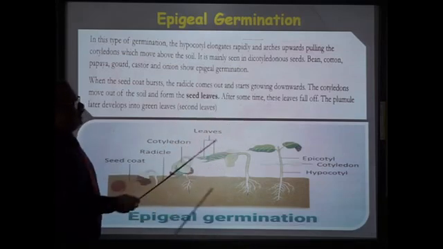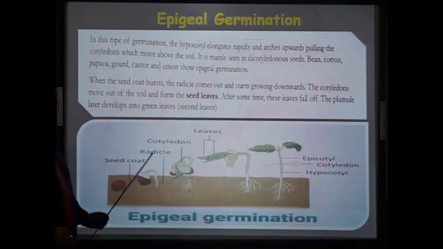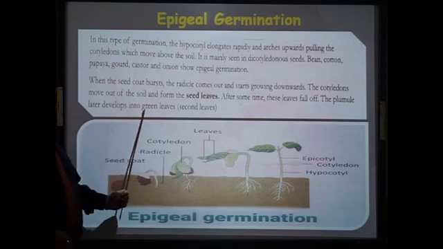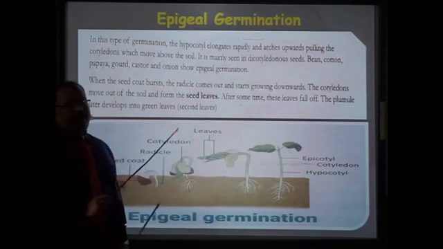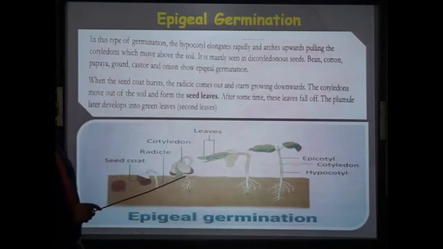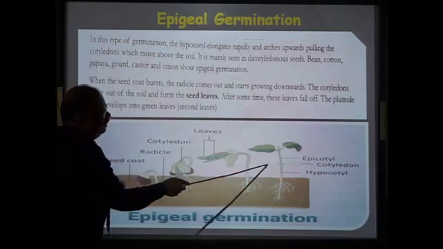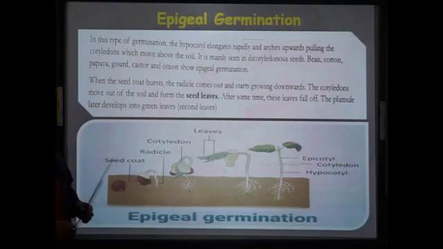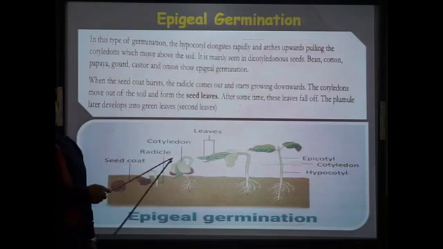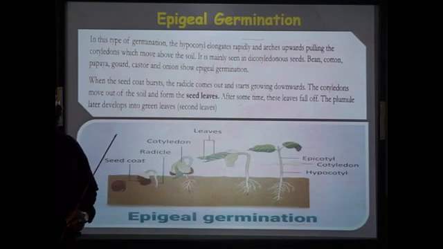After some time, these seed leaves fall off. The plumule later develops into green leaves, and these are the green leaves, and the real leaves we call second leaves. The first ones are these cotyledons. You must have seen this in the fields, in the gardens. So this was all about epigeal germination. Remember, epi means above, so cotyledons are above the ground, above the soil.